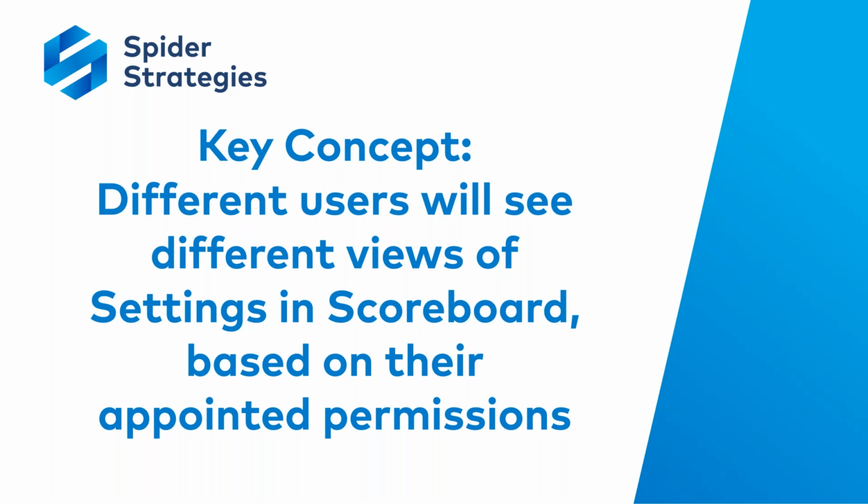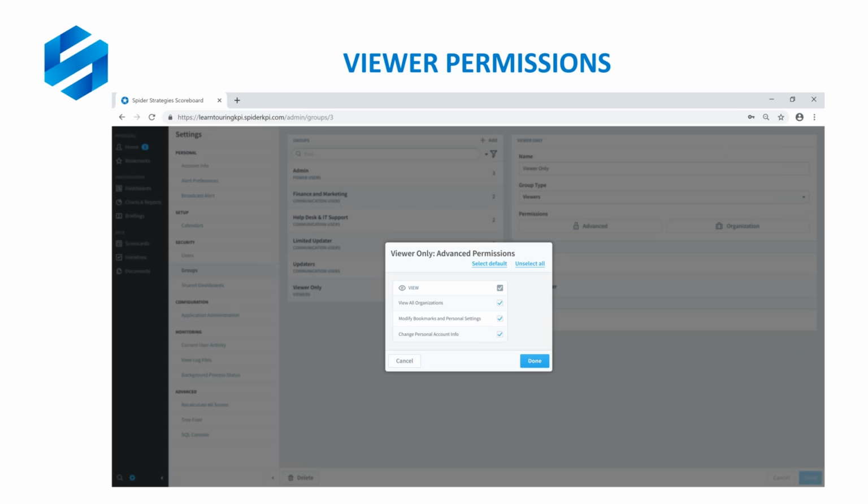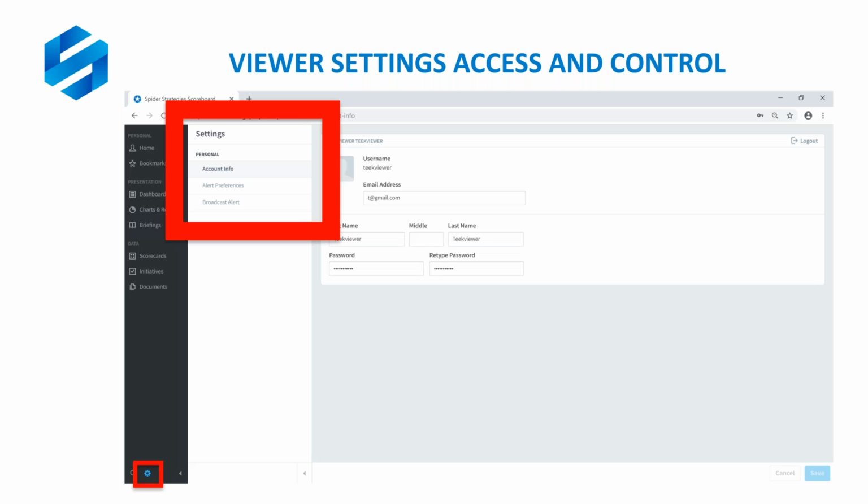To follow that thought a little further, if we take a look at what a viewer user has for permissions within Scoreboard, you'll see they have a fairly limited list of permissions. When they are logged in to Scoreboard and click on that settings icon in the lower left corner, their view of the settings navigation pane is fairly limited. It only gives them access to their personal section, where they can address account information, alert preferences, and broadcast alerts.